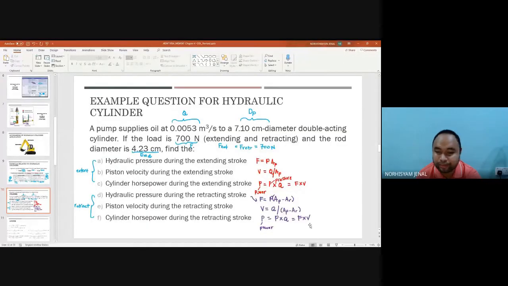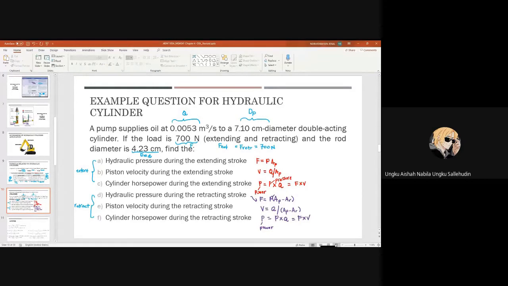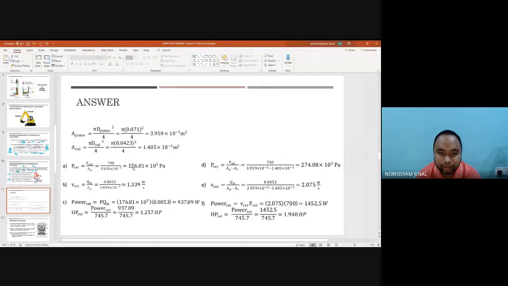Tak ada jawapan. Alistair ada jawapan? Saya ada. Ya ada. Bolehlah tanya, jawab. Tapi tak sure betul ke tak. Betul lah, logik lah tu. Yang extending tu, dia punya pressure dia 176.803 kPa. Okay, ni 176.81 kPa. Alright, good enough.